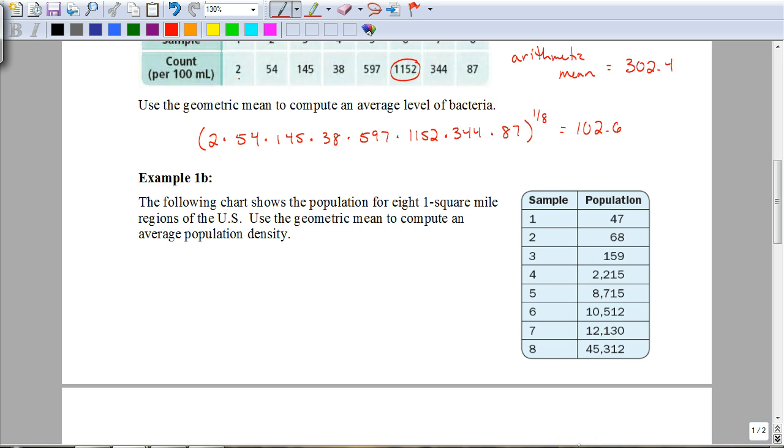Again, you can see you have a large spread of data here going from 47 all the way to 45,312. So the arithmetic mean, I'll just tell you, for this particular problem would be 9,894.45. So why don't you guys take a minute now and find the geometric mean for this data, pause the video, and then hit play when you have your answer.